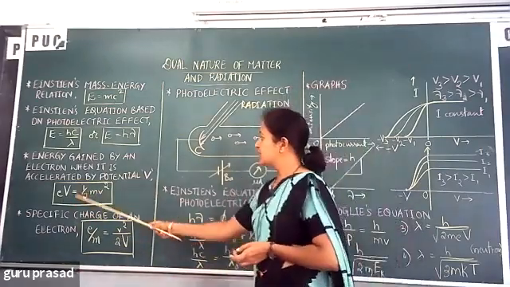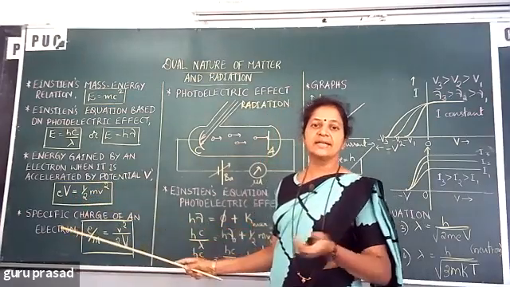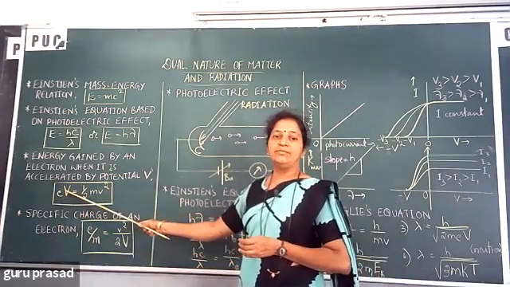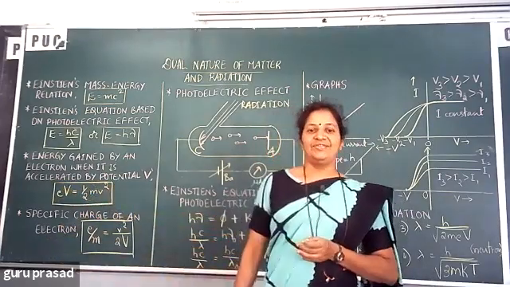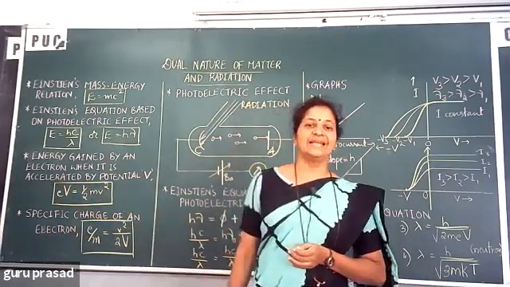Okay, so what is the kinetic energy gained by the electron when it is accelerated through the potential V? You just equate eV is equal to half mv square. So this is the energy gain. Whatever you get is in terms of electron volt.